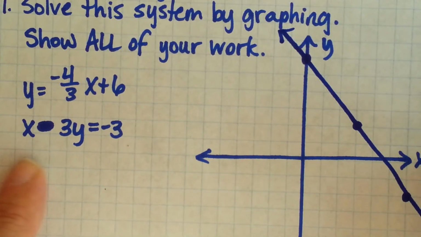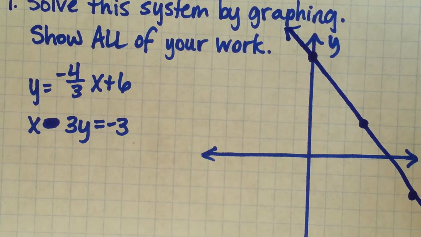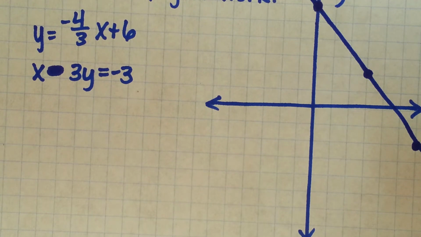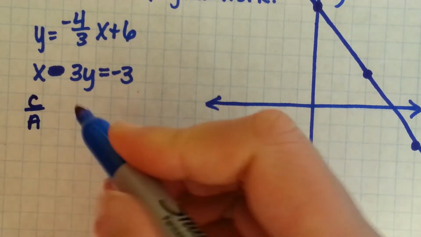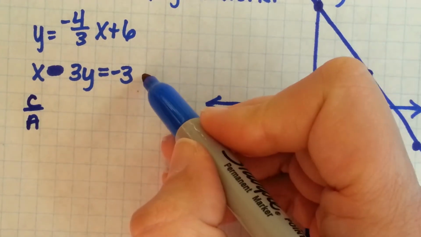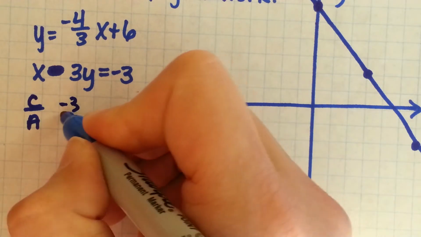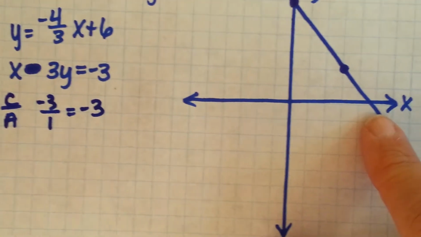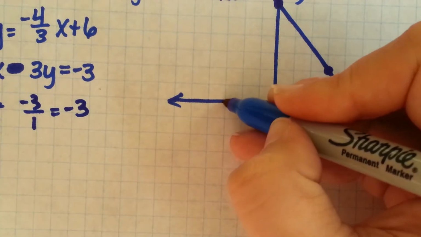For our next equation, it's x minus 3y equals negative 3. It's in standard form. Since it's in standard form, we can find its x-intercept, y-intercept, and slope using our shortcuts. C over a is for our x-intercept, where we have negative 3 over 1. So our x-intercept is at negative 3. So on the x-axis, we're going to go to negative 3 and put a point.